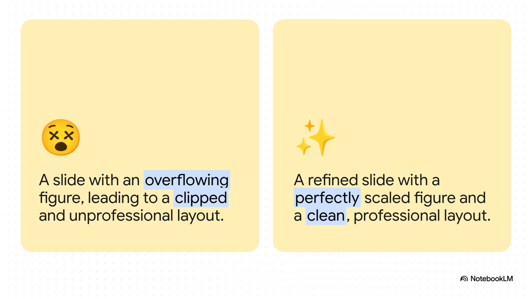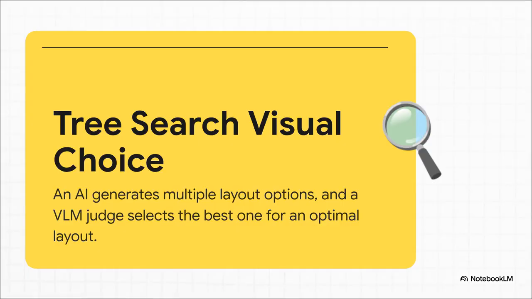But then, look at the right. That's PaperTalker's refined version. Clean, professional, and everything fits perfectly. So how does it pull this off? The secret is this really clever method they developed called Tree Search Visual Choice.